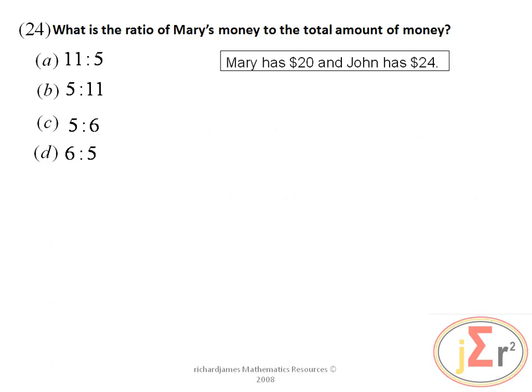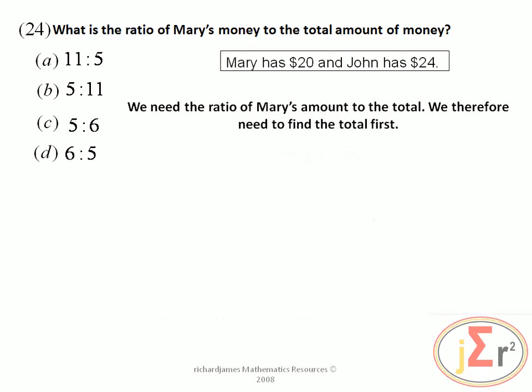What is the ratio of Mary's money to the total amount of money? Of course, we need the ratio of Mary's amount to the total. We therefore need to find the total first. So let us add them. 20 plus 24 is equal to 44. So we have $44.